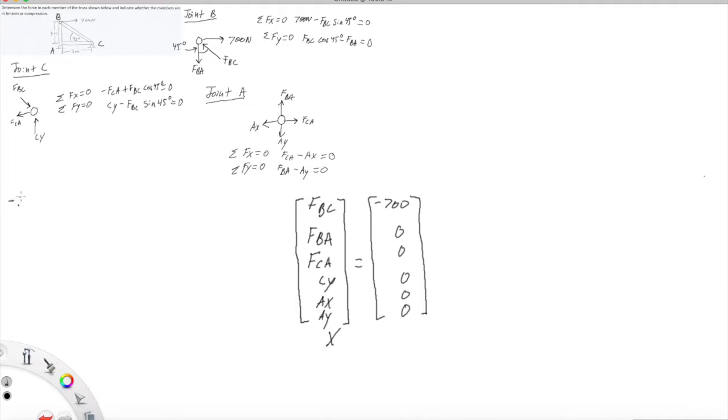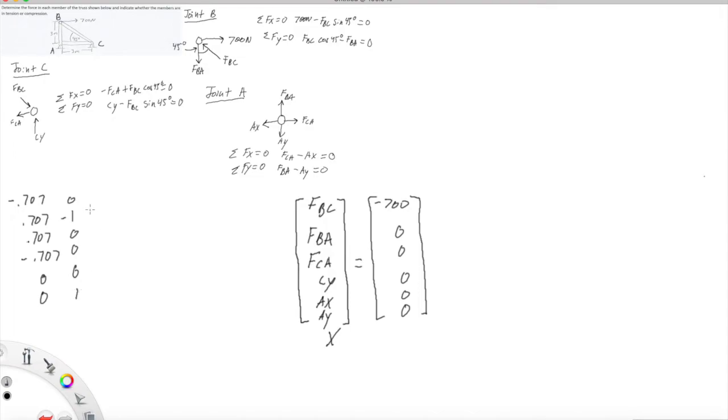Okay, and now we're going to combine column vectors corresponding to each variable into a larger matrix called matrix A. So we're going to start with FBC. In the first equation, FBC is multiplied by negative sine of 45 degrees, okay? So you see that in the first row of the first column, we have negative 0.707. That's just sine of 45. And then we go down, we have the same thing. We have cosine of 45 degrees for FBC, and then we're going to write 0.707. Then we have another 0.707 in the third equation, negative 0.707 in the fourth one, and then we have 2 zeros for the last 2 equations in terms of FBC.